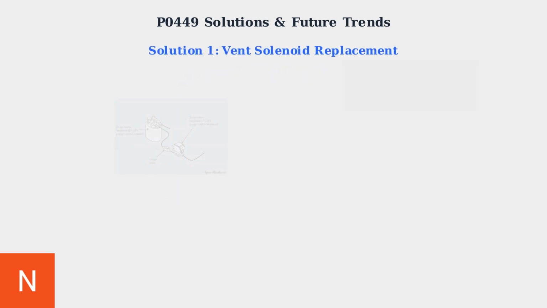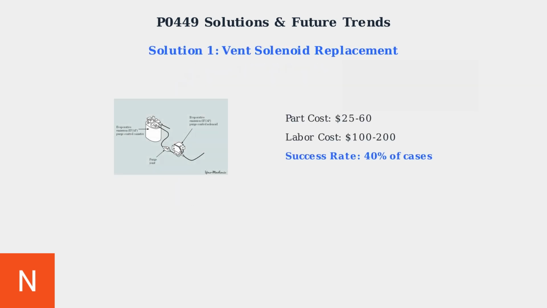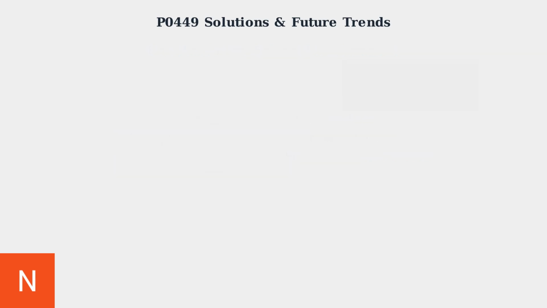The most common solution is replacing the faulty vent solenoid valve. This repair typically costs between $25 and $60 for the part, with labor adding another $100 to $200.